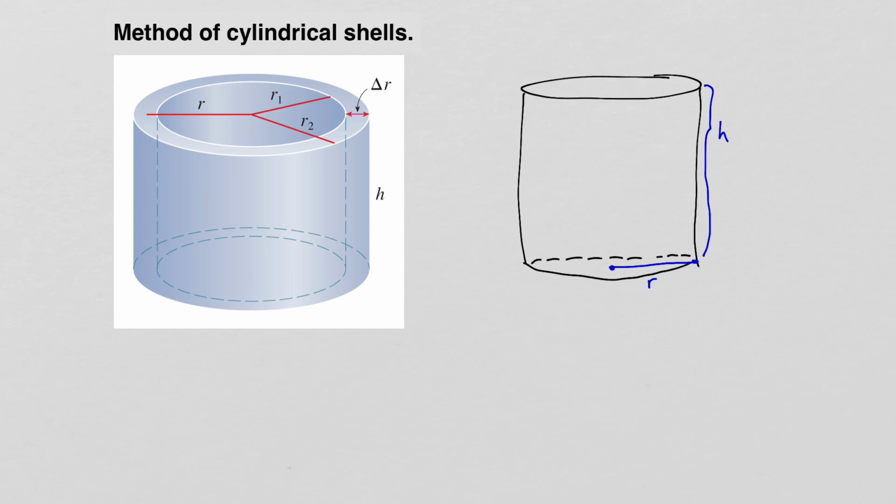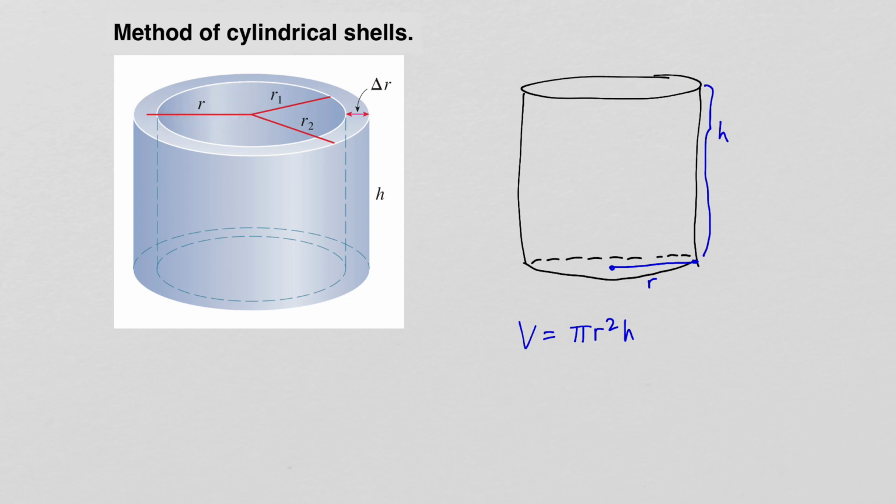So first, let's remember the volume formula for a cylinder. So we should know that the volume is the area of the circle on the bottom, which is pi r squared, and then multiplied by the height. So how do we find the volume of just this shell right here? Well, notice that there are two radii here. We have the radius from the center to the outer edge. We're calling this R2. And we have the radius from the center to the inner edge, and we're calling that R1. And don't worry about what R is at the moment here.